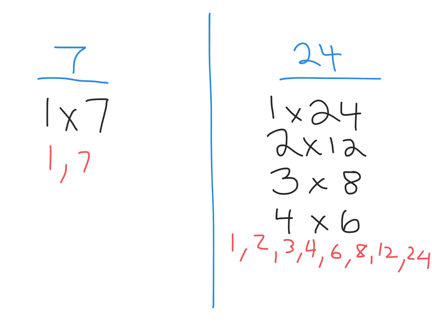Since 7 only has 2 factors, it is prime. Since 24 has more than 2 factors, it is composite.